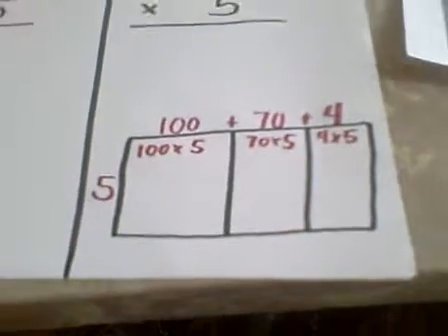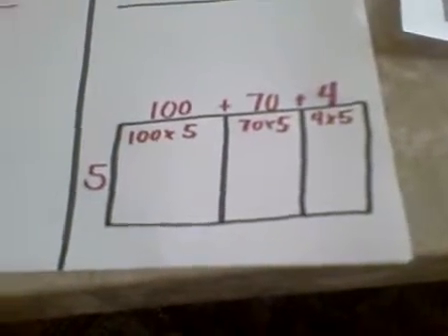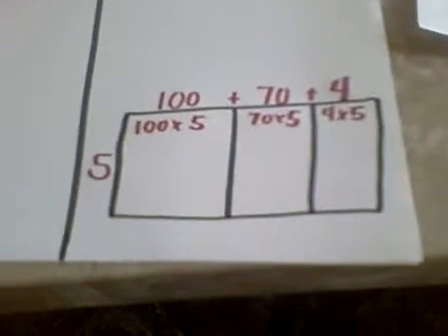100 times 5, 70 times 5, 4 times 5. If you notice, every place value of 174 is being multiplied by 5.